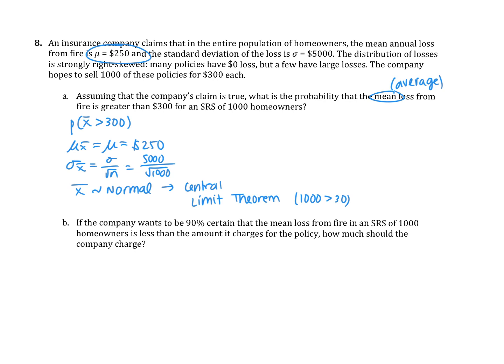So then, summarizing all of that, we know that x bar has a normal distribution. The mean of x bar we know is 250. The standard deviation of x bar we know is 5,000 divided by the square root of 1,000.